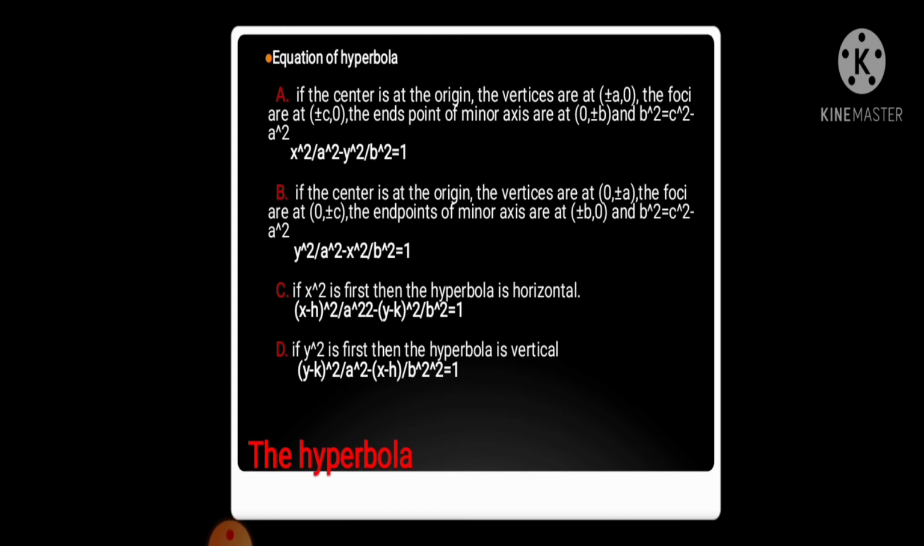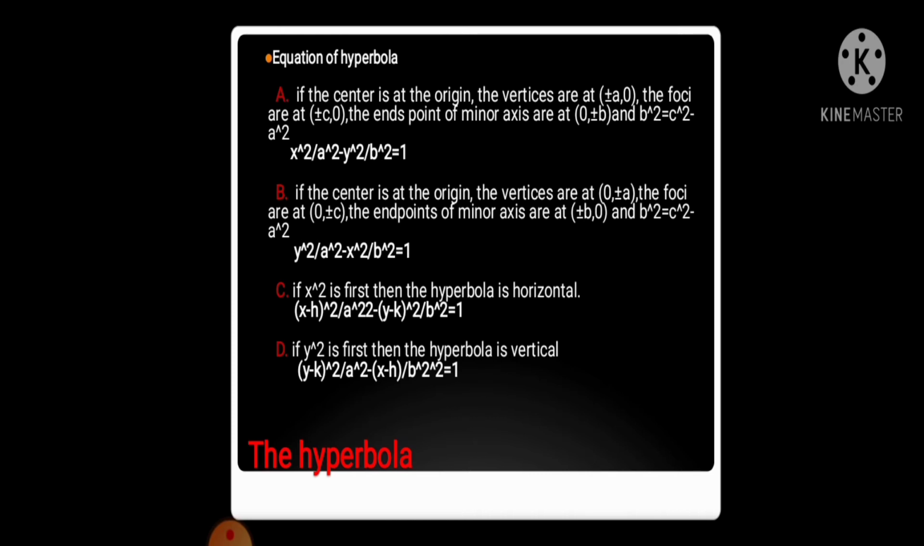Equation of hyperbola. If the center is at the origin, the vertices are at positive and negative a and 0. The foci are positive and negative c and 0. The endpoints of the minor axis are at 0 and positive and negative b, and b square equals c square minus a square, wherein x squared by a squared minus y squared by b squared equals 1.